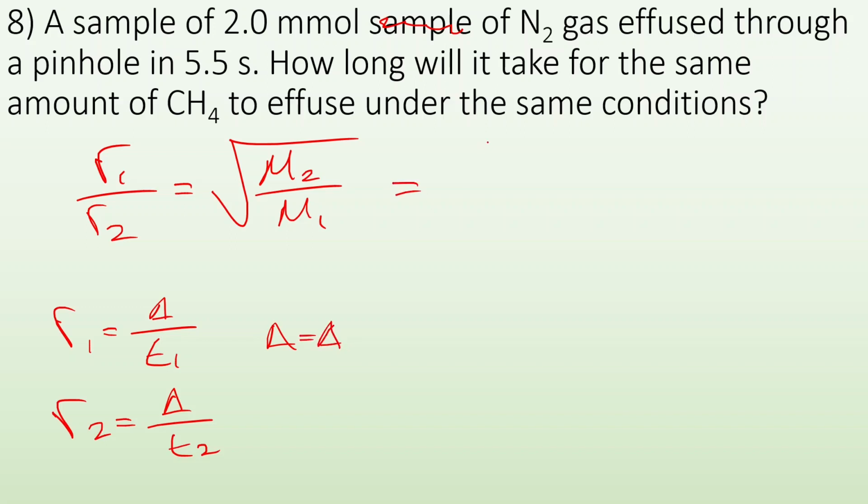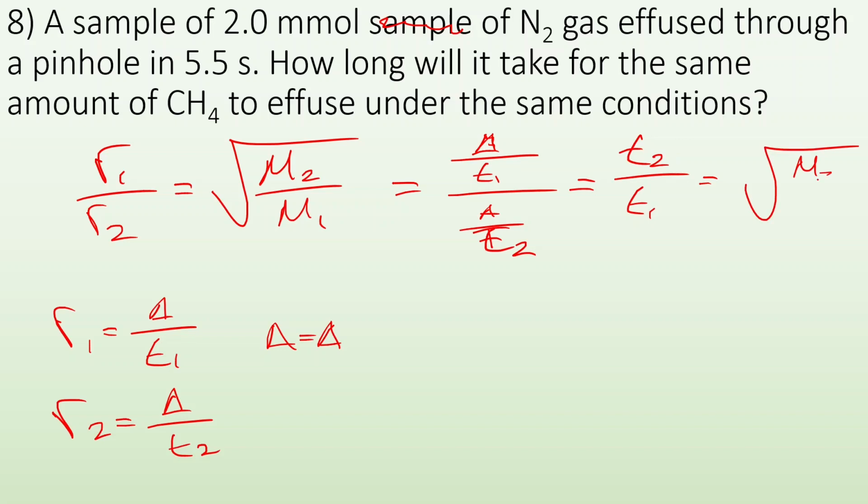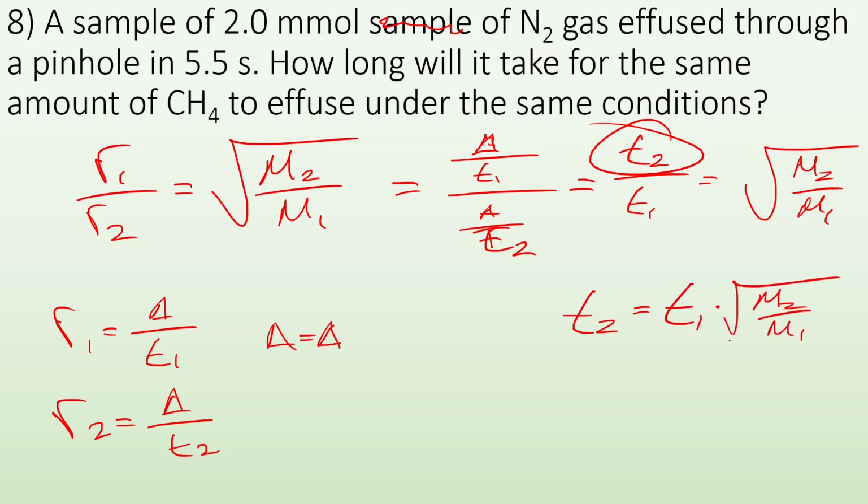So when I do the change of 1 divided by T1 divided by the change of 2 divided by T2, the changes cancel out, keep change flip, and we end up with the time for 2 divided by the time of 1 has to equal the square root of the molar mass of 2 divided by the molar mass of 1. And if we're trying to figure out how long it is, we want to solve for one of those things. So let's say T2, if I want it by itself, it's going to equal T1 times the square root of M2 over M1. So now I'm going to pick up my handy dandy calculator and start plugging and chugging.